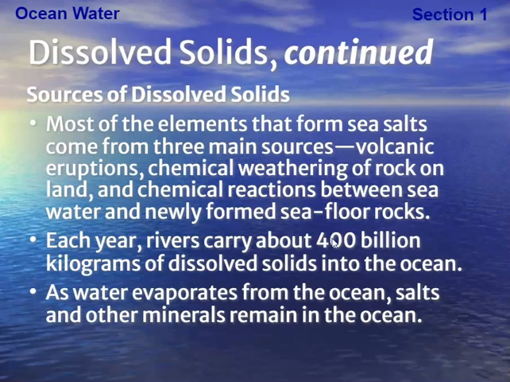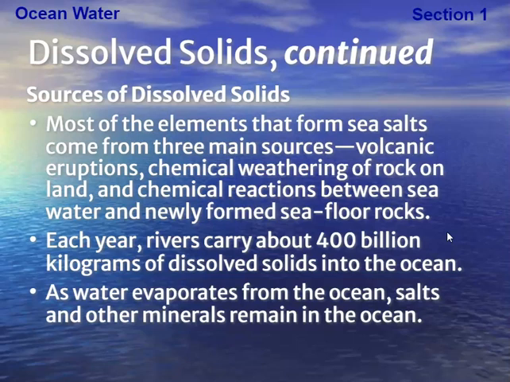So we've talked about just simply runoff. Well, where do some of these dissolved solids come from? Some of them can come from volcanic eruptions. So runoff would include chemical weathering of rock on land, as well as chemical reactions between seawater and any newly formed seafloor. And so rivers carry about 400 billion kilograms of dissolved solids into the ocean. So they're moving a lot of material into the ocean.